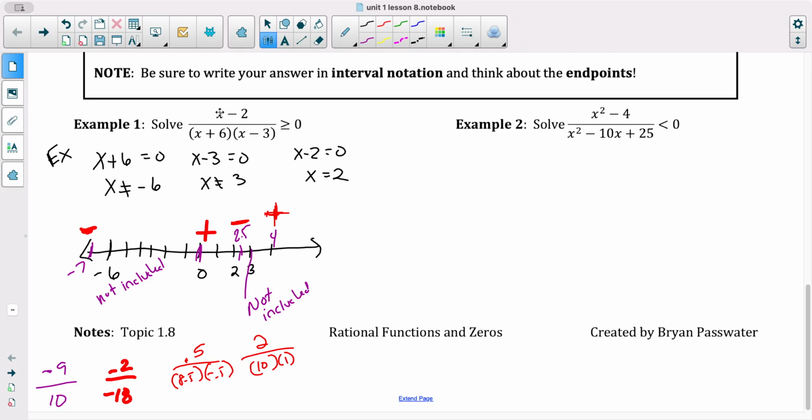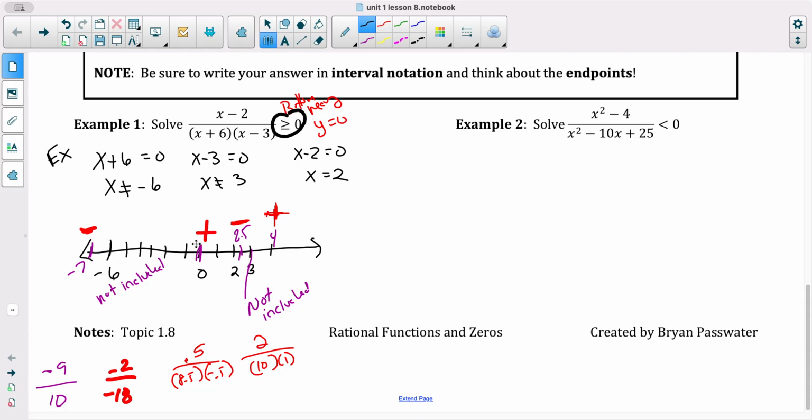Okay, so this is bottom heavy, right? Because you've got an x squared on the bottom and an x on the top. And if it's bottom heavy, then my horizontal asymptote is y equals 0. So as I'm going out to infinity, my graph is going towards 0. My inequality says I need to be greater than or equal to 0, so that means I'm looking for my positives.